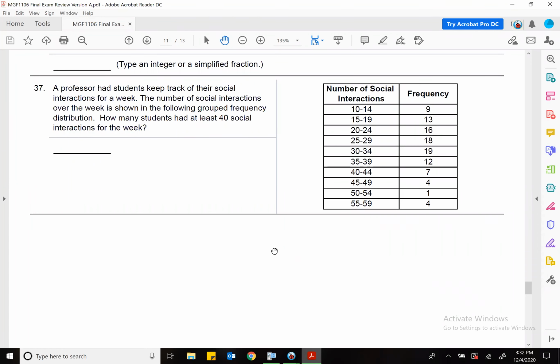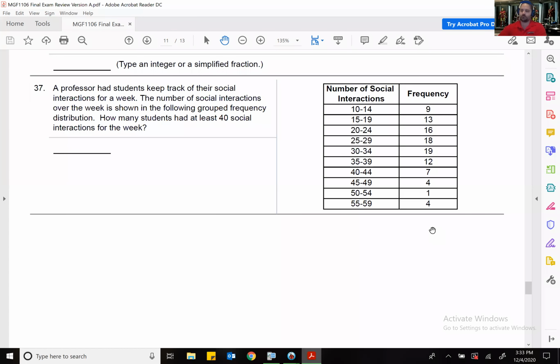You have to find the number of social interactions. So start at the 40 through 44. That's at least, so you can go all the way down to 59. Yeah. So right here, at least means that we start at 40 and we go on up. So from 40 on up, we're going to add up all these students. If you take 7 plus 4 plus 1 plus 4, you get 16. And that's it. There's number 37.